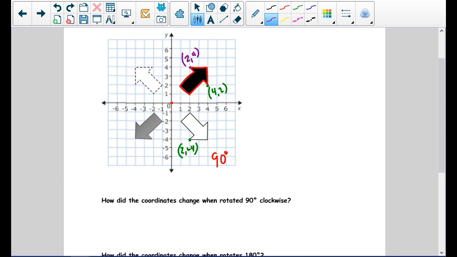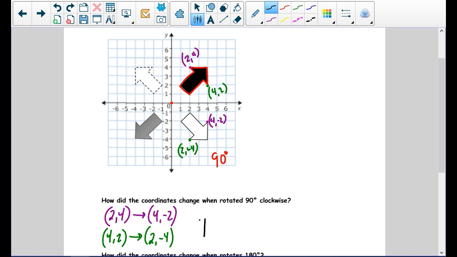And the purple point is now here, which is now 4, -2. So again, original point 2, 4 moved to 4, -2. Original green point was 4, 2, and again rotated around and is now 2, -4. So what happens? Well, what's my rule?